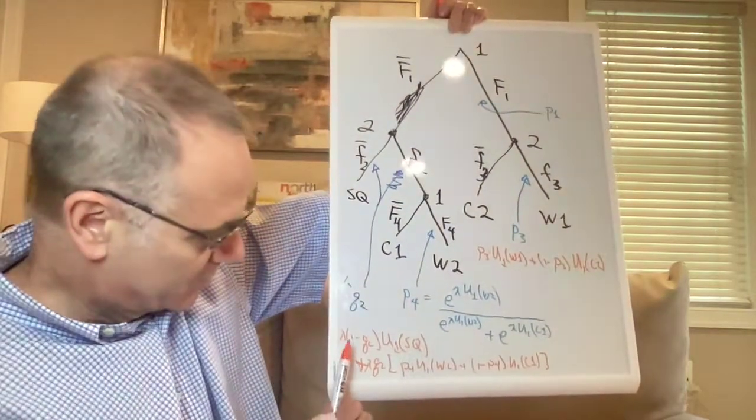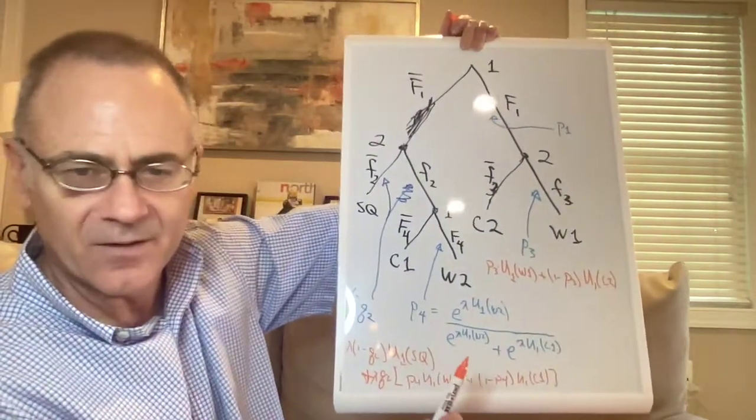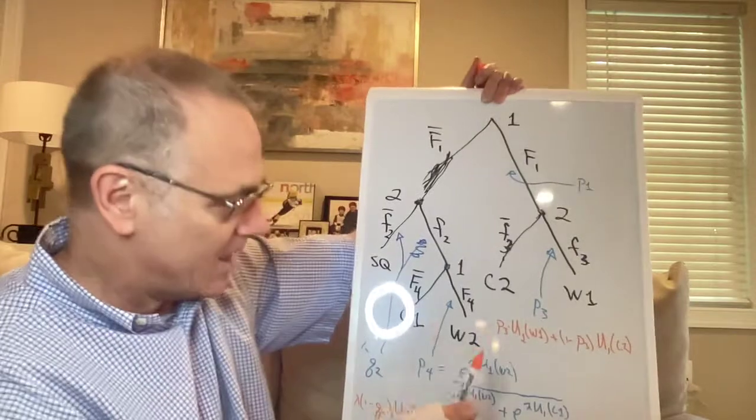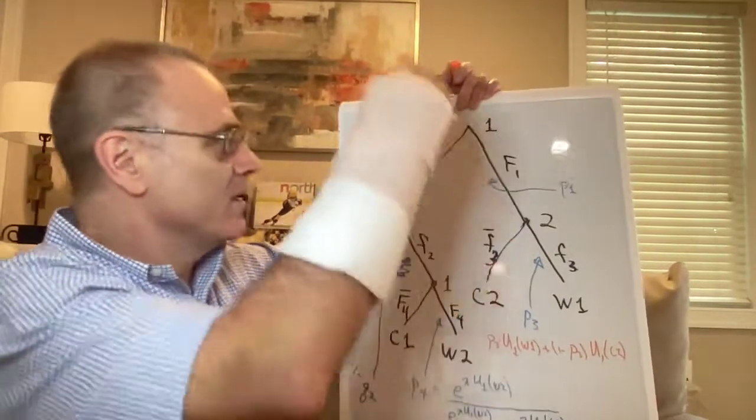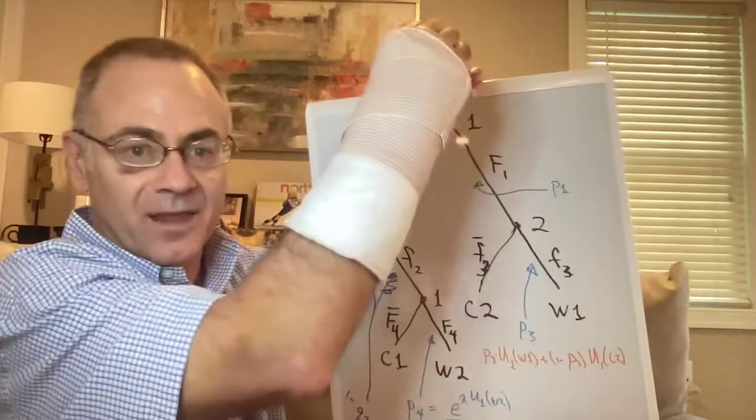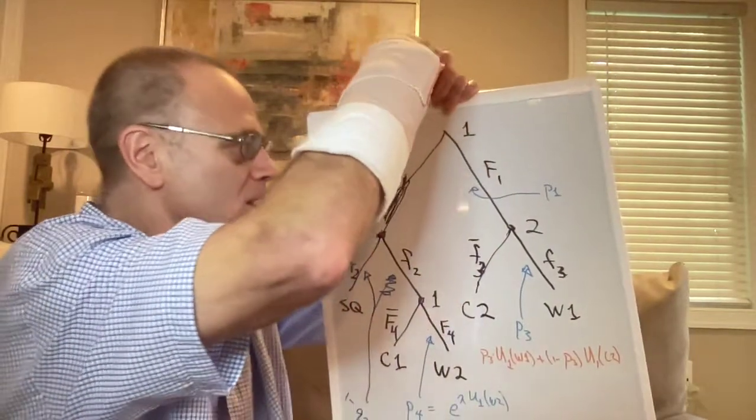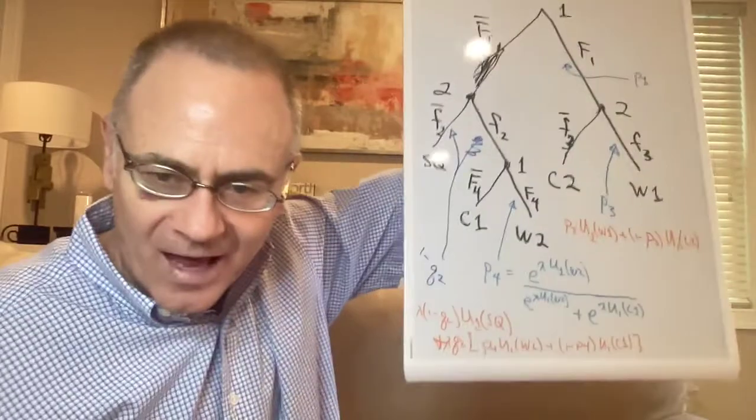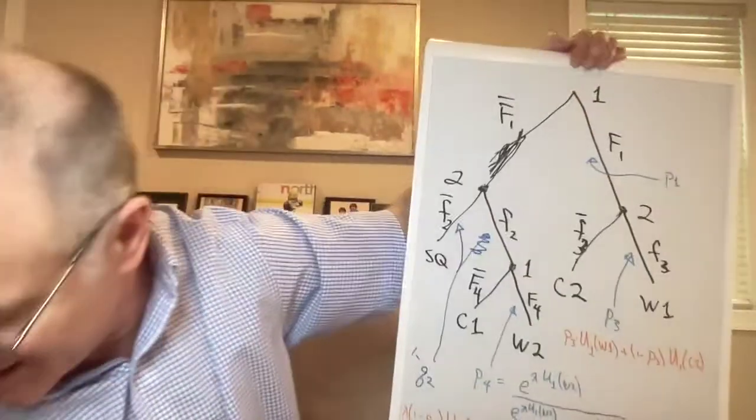Okay, so that second term is going to be E to this stuff, okay? And all of that is going to give us the probability that 1 chooses this big F1. That's P1, okay? All right, so now we've gotten all the probabilities, okay?